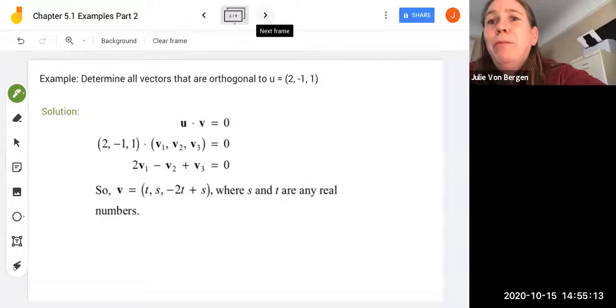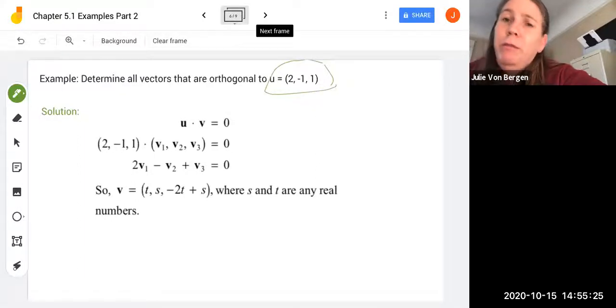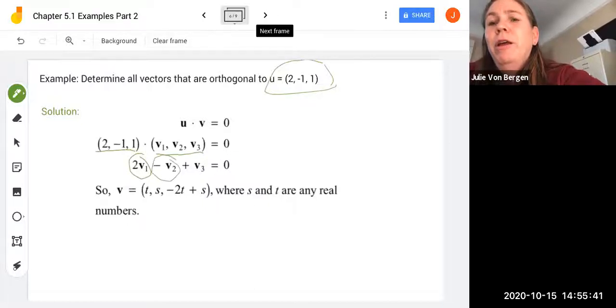Okay, in our next example, we're going to determine all the vectors that are orthogonal to vector u equals 2, -1, and 1. So vectors are orthogonal if u dot v is 0. So we're going to plug in our values for vector u, and then we're going to keep generic v1, v2, v3, and then we'll go through the dot product calculations. So it's going to be 2v1, u2 is a -1, so it's going to be minus v2. u3 is a 1, so that's a plus v3 equals 0. So then you can let v be your free variable.